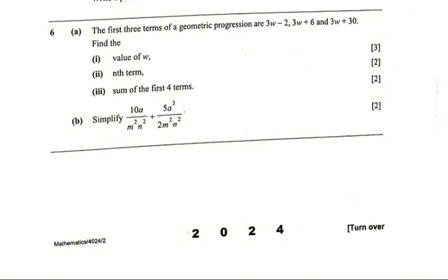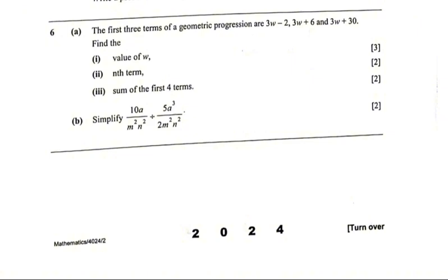Going to question 6a, it reads: the first three terms of a geometric progression are 3w minus 2, 3w plus 6, and 3w plus 30. Find, Roman numeral 1, the value of w, which has 3 marks. Roman numeral 2, the nth term, 2 marks. Then Roman numeral 3, the sum of the first 4 terms, 2 marks for that part as well.